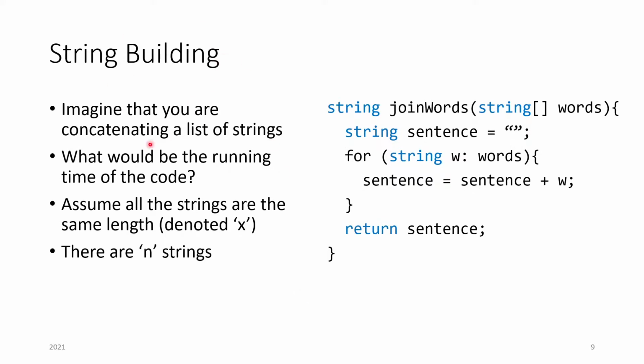For string building, this comes up if we're joining a set of strings together. We need to figure out what the runtime is going to be for joining all these strings together. So our assumption is that all the strings have the same length. We say that length is denoted as x here, and the number of strings that we need to join is going to be n.